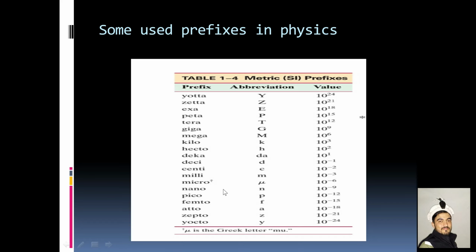Now for the smaller values: centi is 10 raised to the power minus 2, milli, m, is 10 raised to the power minus 3, and micro, whose sign is the Greek letter mu, is used for 10 raised to the power minus 6, and nano for 10 raised to the power minus 9, and so on up to 10 raised to the power minus 24. So these are the different prefixes which have been used in your physics book, or which you use in mathematics courses.